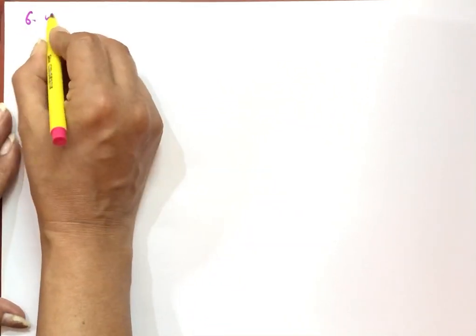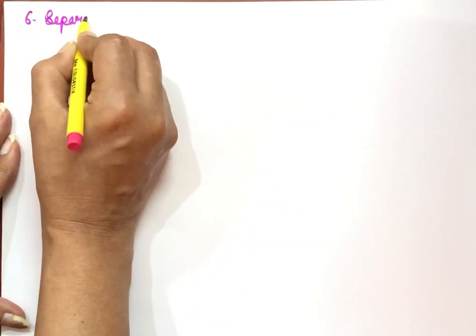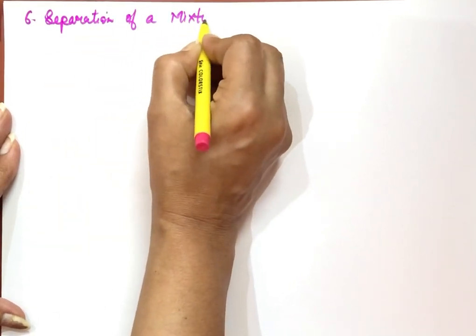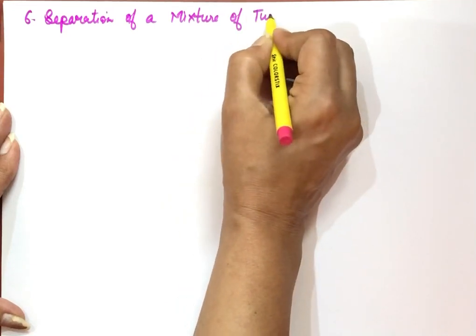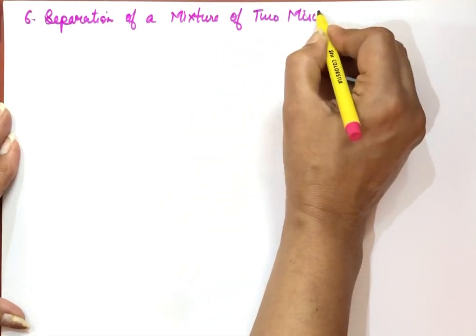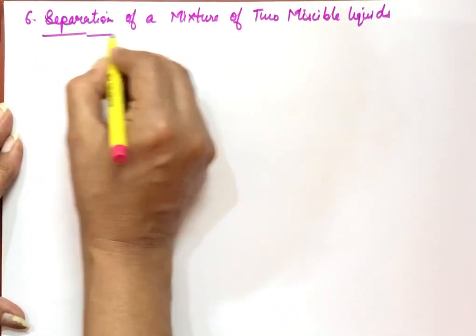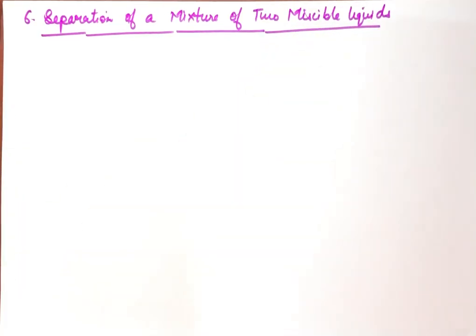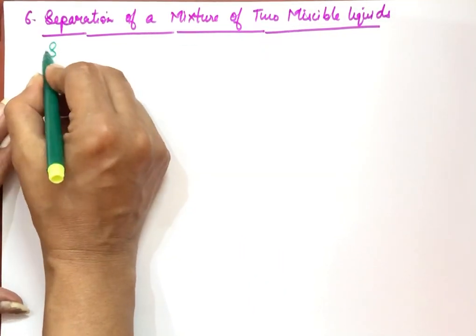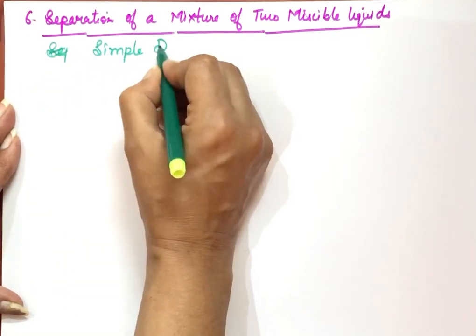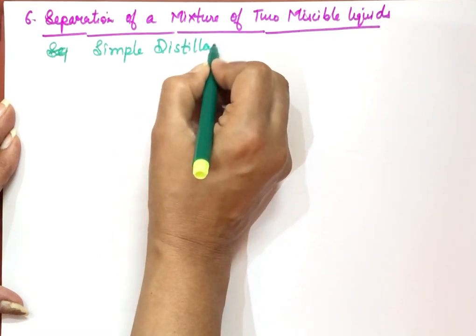After the chromatographic method, moving on to the next method, the sixth method is the separation of a mixture of two miscible liquids. Now we are taking the liquids which are soluble into each other. That means this mixture is homogeneous in nature. And the method that we use to separate these two liquids is called simple distillation.